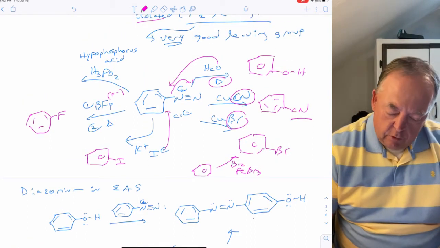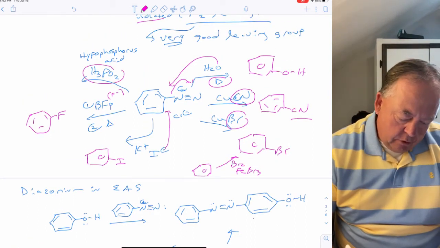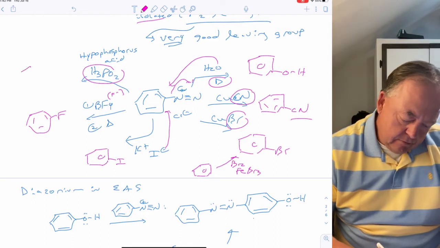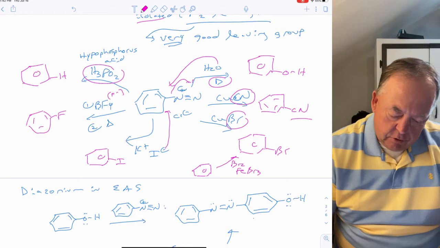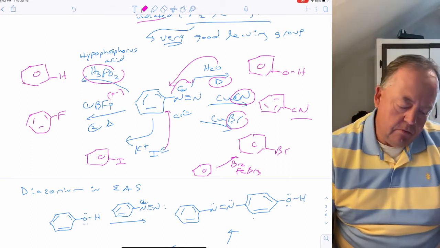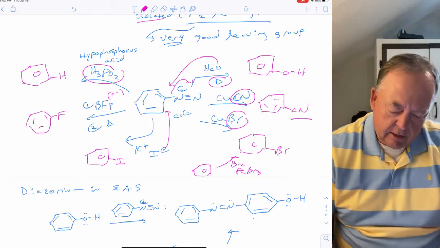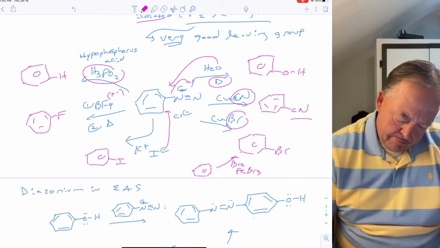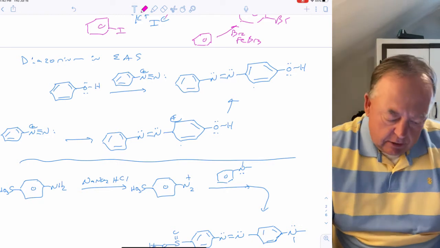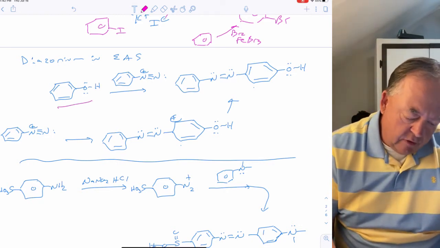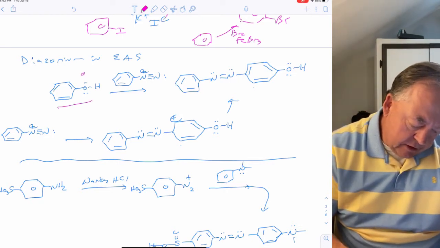Or if you wanted to get rid of the diazonium, then you can react it with hypophosphorus acid. And that will substitute the diazonium for hydrogen. So basically you got rid of the diazonium at that point. Or you can use the diazonium in electrophilic aromatic substitution. So if we took that and reacted it with phenol, well, if you remember, this is an OP director.